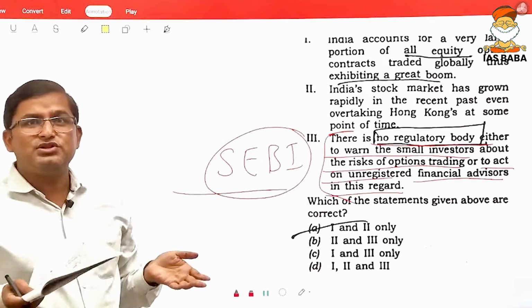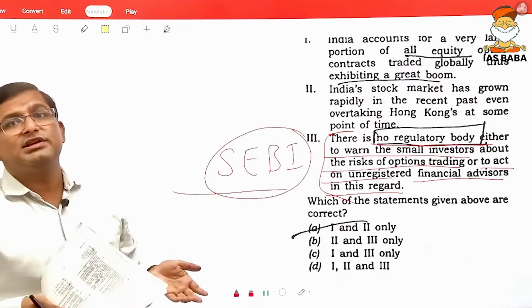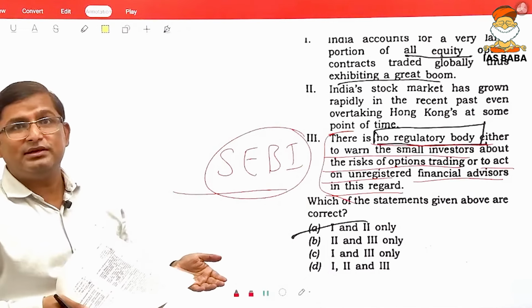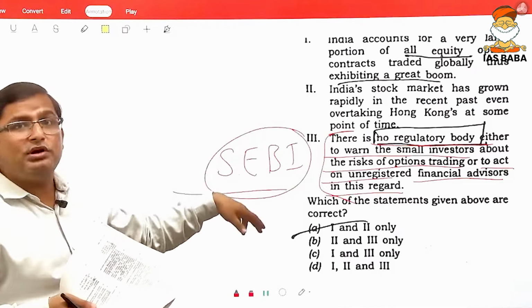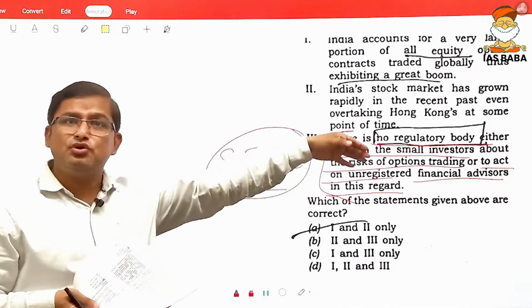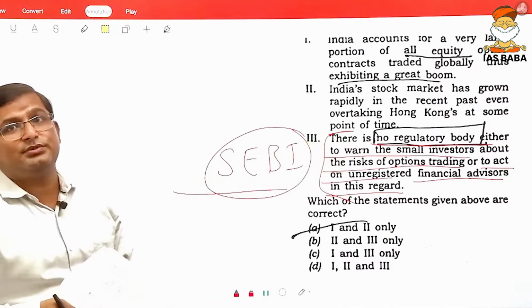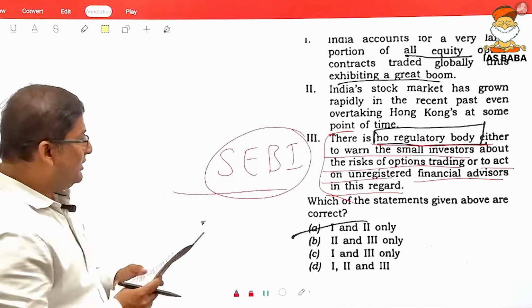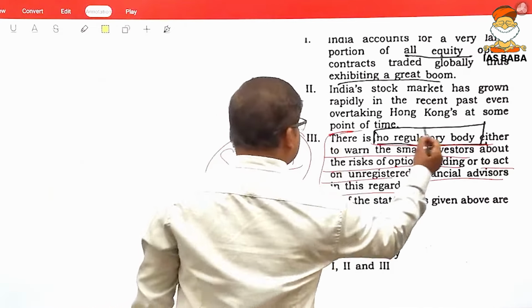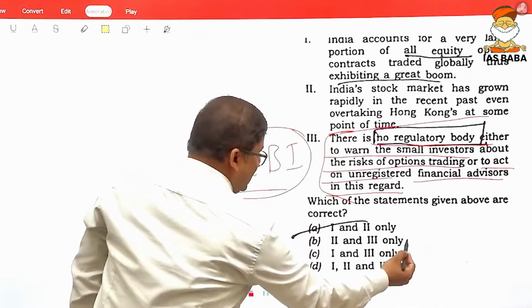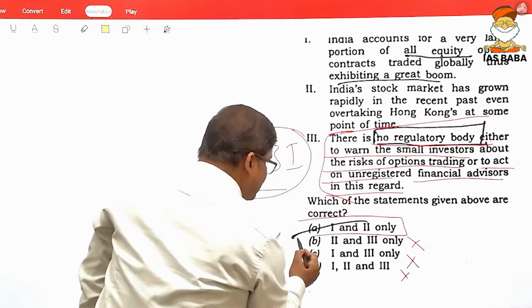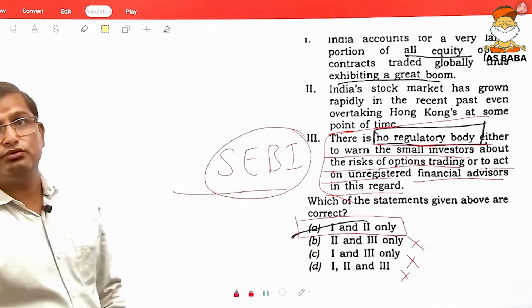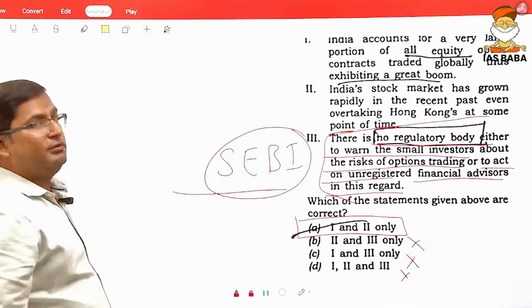There are many YouTubers who are not registered with SEBI, but still they are giving investment advice to investors. There are many Telegram groups. So SEBI also warns investors and acts against those financial advisors who are not registered under SEBI. So if we eliminate this, that is, statement 3 is not true, you can eliminate this and this, and we are left with option A. The answer is 1 and 2. You can very easily solve this question.